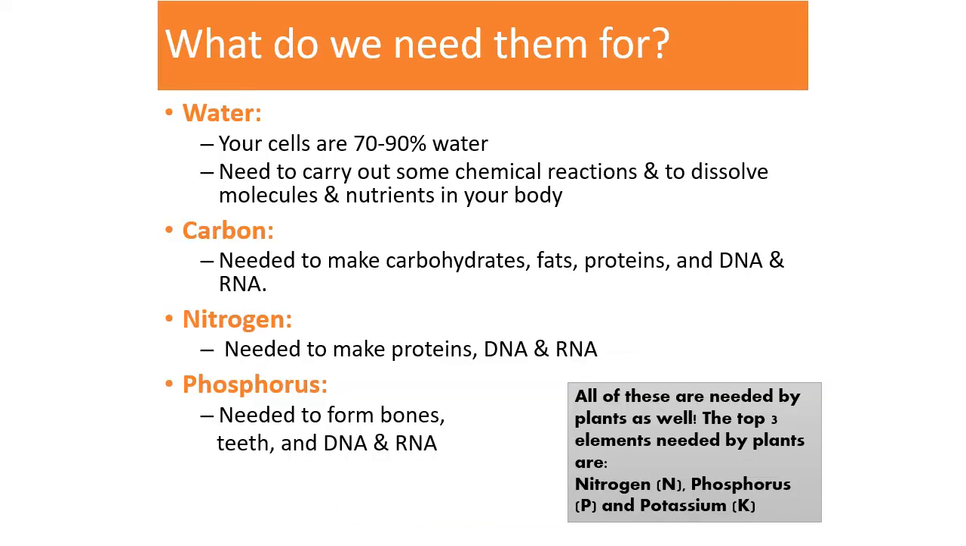What do we need them for? Water. Our bodies are 70 to 90% water, and that includes our cells. So we need it to carry out chemical reactions and to dissolve molecules and nutrients in our body. For example, one of the ones that we need the most, sodium chloride. Water will break this up into sodium ions and chlorine ions, which we'll then use for different processes.